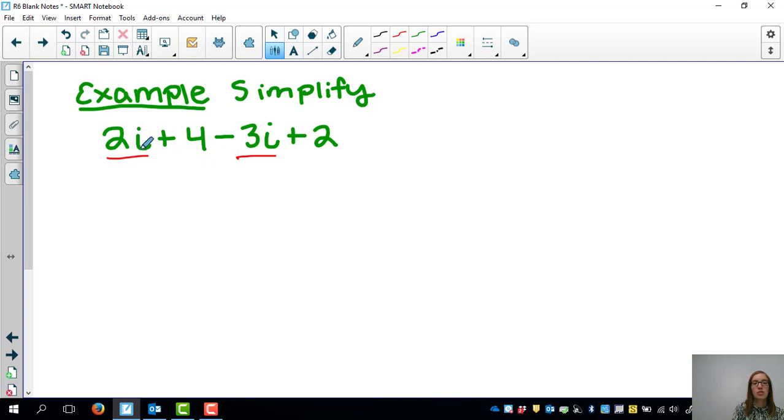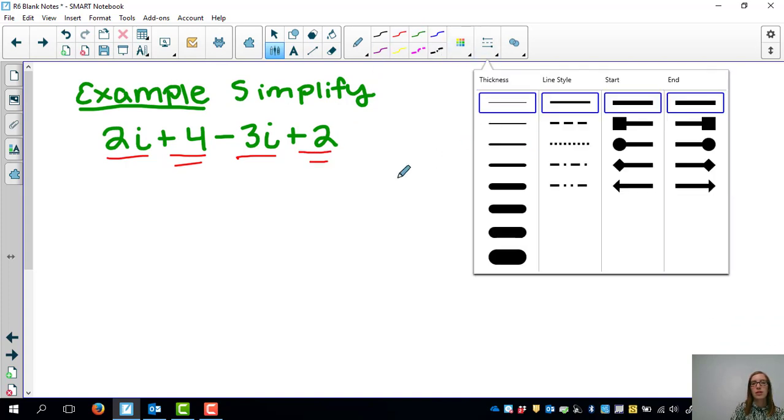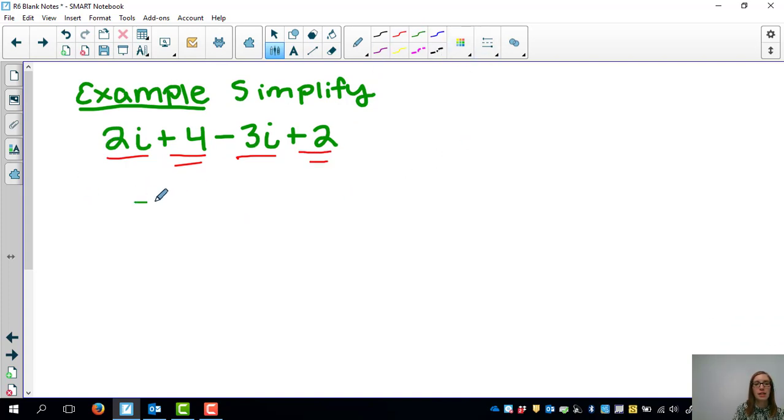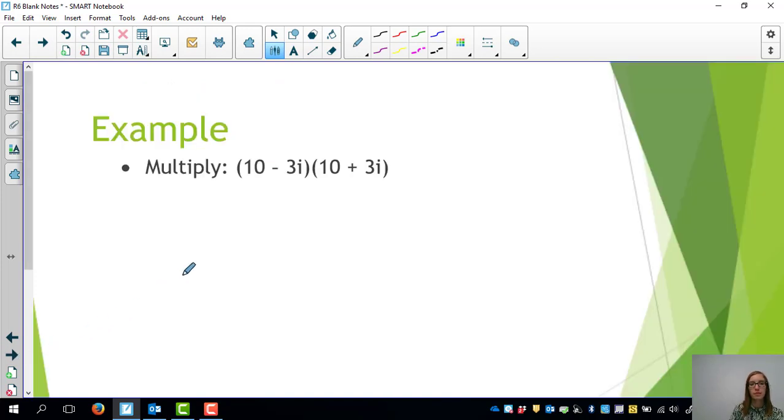So we can combine 2i and -3i. And we also have like terms of 4 and 2. So 2i minus 3i is -i. And then 4 plus 2 is 6. So this expression can be written as -i plus 6 or 6 minus i. We typically see it with the constant in the front. So 6 minus i would be our simplified version of that expression.